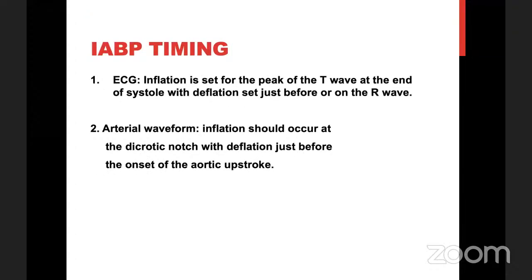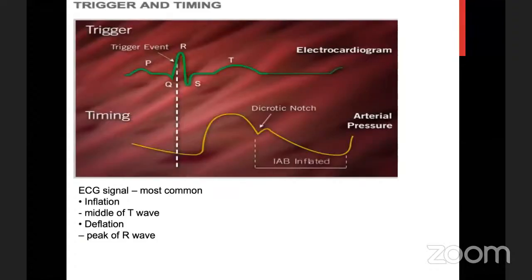So timing: during ECG, inflation is set for the peak of the T wave at the end of systole, with deflation set just before or at the peak of the R wave. Arterial waveform: inflation should occur at the dicrotic notch, with deflation just before the onset of the aortic upstroke, as I will explain in the next slide.